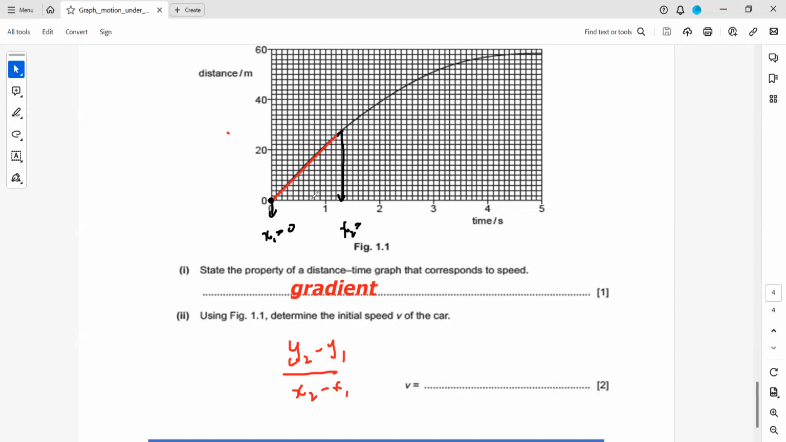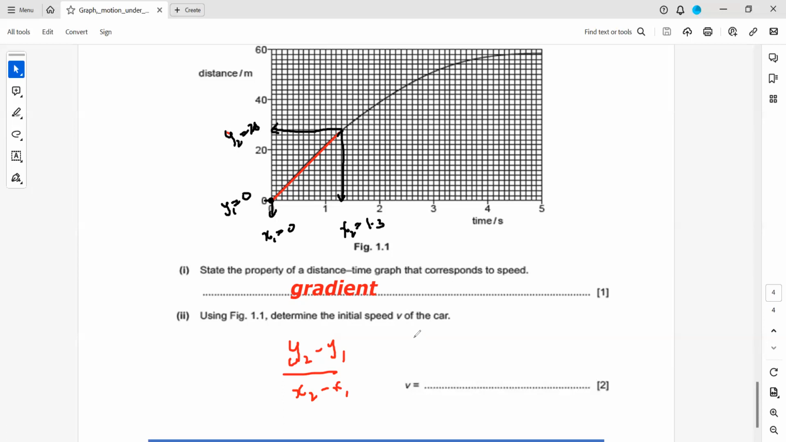which is 1.3. 10 boxes equals 1, so each box is 0.1. So 1.1, 1.2, 1.3. So x2 equals 1.3. Then what about y1? This point is y1, so that is 0. And what about y2? 10 boxes equals 20, so each box represents 2. So 22, 24, 26, 28. So y2 equals 28.